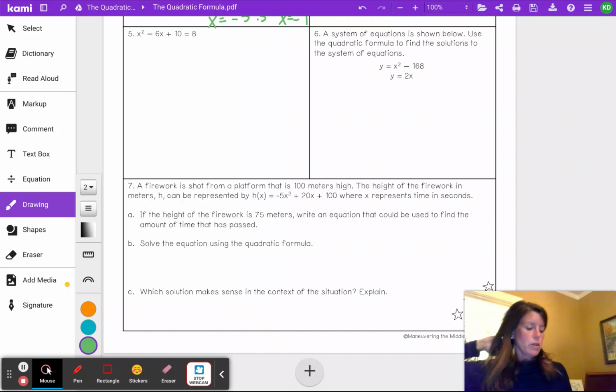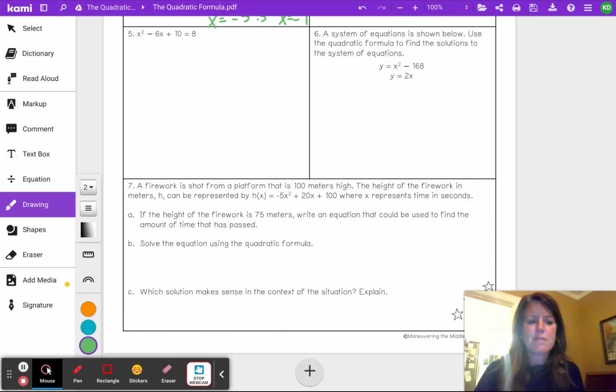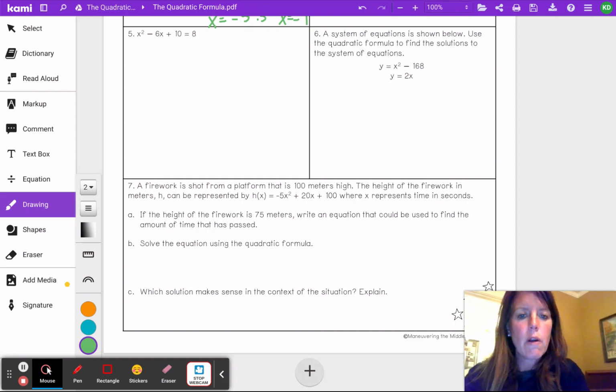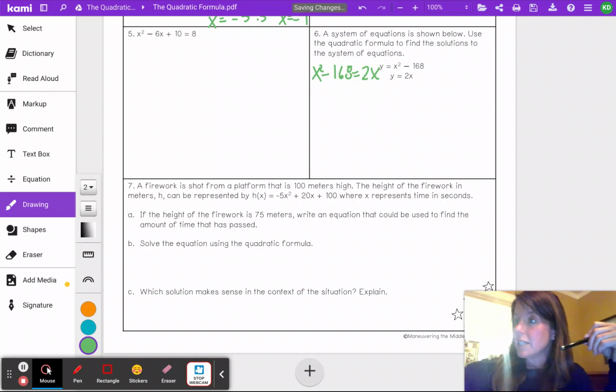Okay, so I'm going to do number 6 with you, because this is a system of equations. I know you all loved systems of equations before, but this is nothing crazy. So we've got a system of equations where our two values are equal to y. So for substitution, we can just set them equal to each other since they're both equal to y. So I can just say x squared minus 168 equals 2x. And then I need to just rewrite it in standard form.